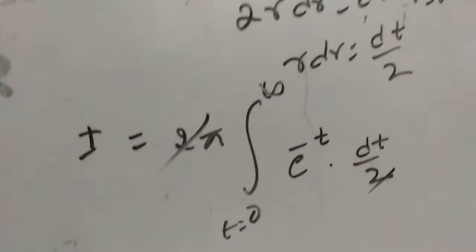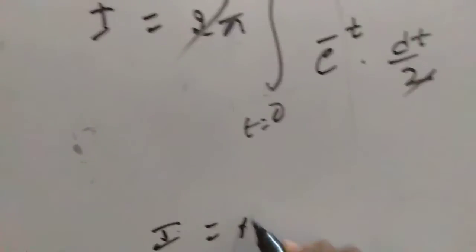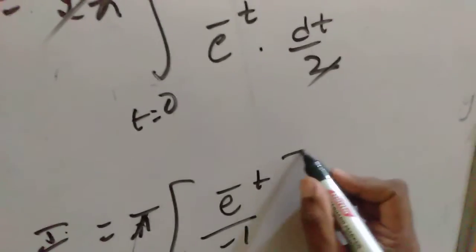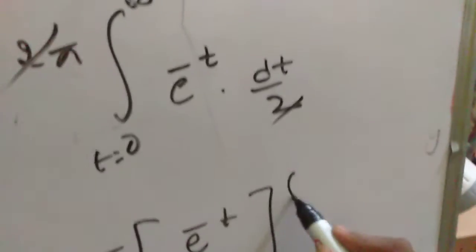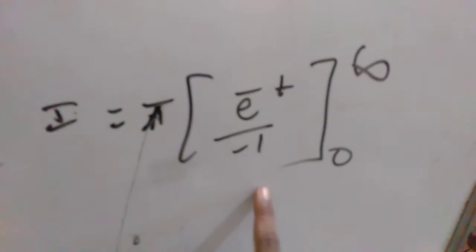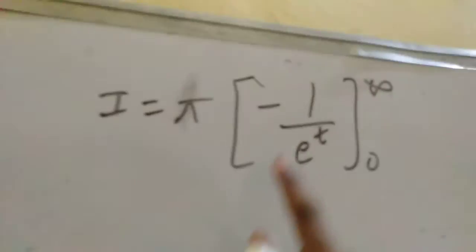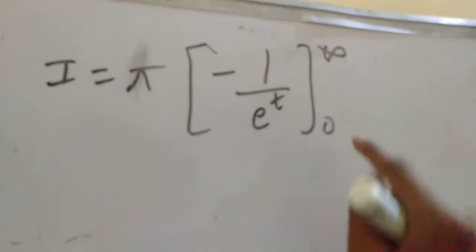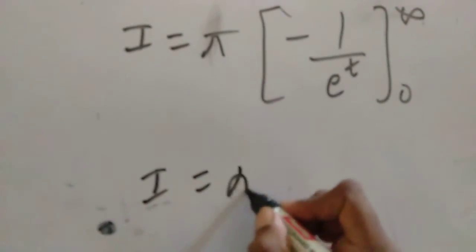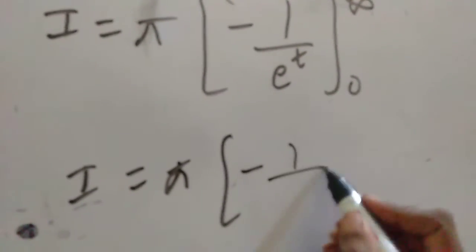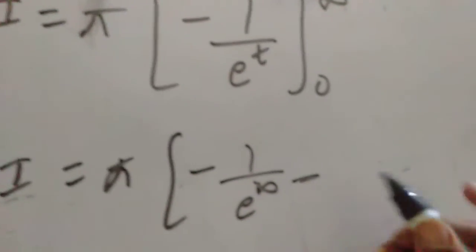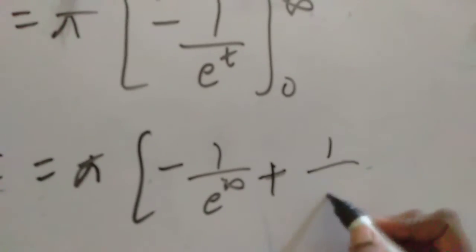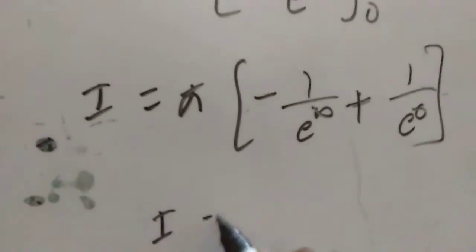This 2 gets cancelled. Now we have to integrate with respect to t, we get e^(-t)/(-1), then apply the limit 0 to infinity. This is also written like this: pi times minus 1 by e^t, with limit 0 to infinity. Now applying upper limit minus lower limit, we get I is equal to pi times minus, 1 by e^infinity, where minus and minus becomes plus, and 1 by e^0.